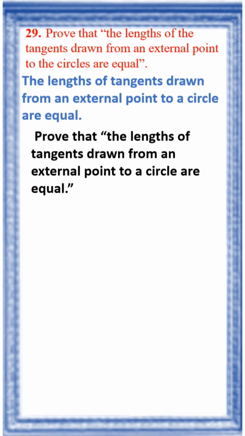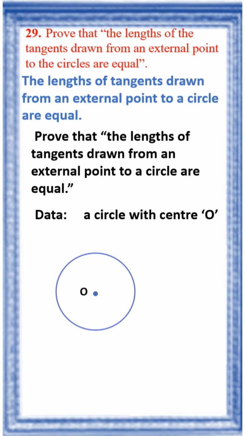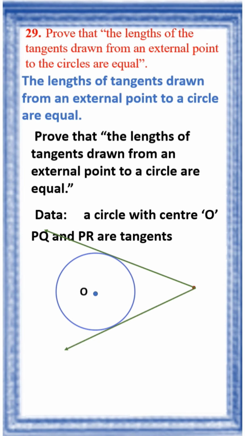Prove that the lengths of the tangents drawn from an external point to a circle are equal. What is given here? What is data here? A circle with center O. And PQ and PR are the tangents. P is the external point. From P we have two tangents, that is PQ and PR.